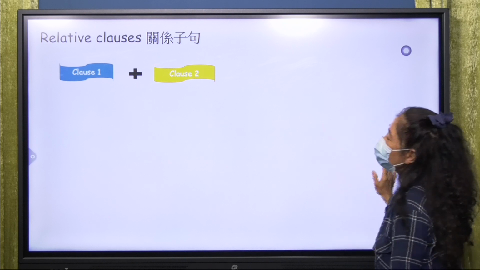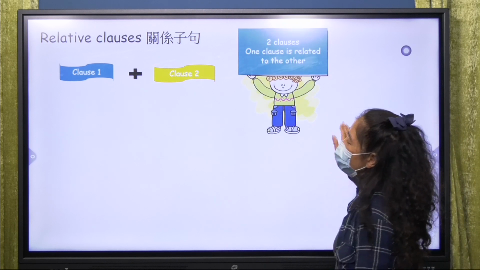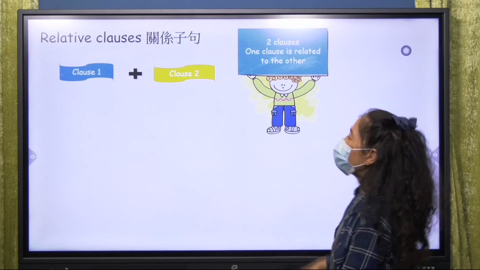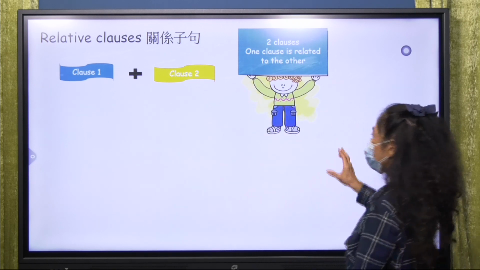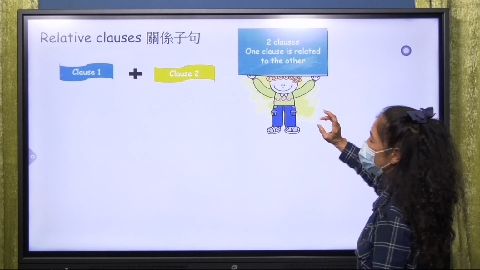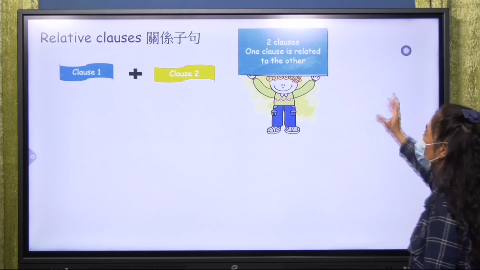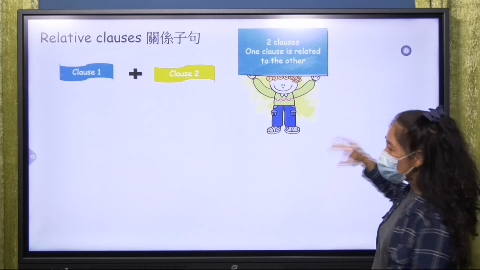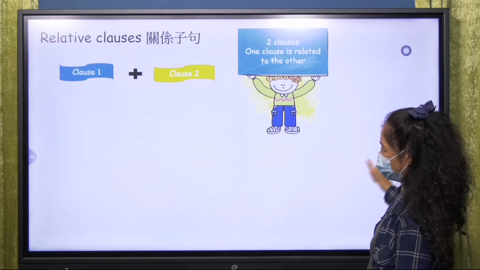So, relative clauses. Now, as I said, like in the family tree, you and your cousin have something in common. A relative clause is just the same: there is at least one thing in common. So now two clauses are put together, and one clause is related to the other. You and your cousin have a relationship because you both have grandparents.